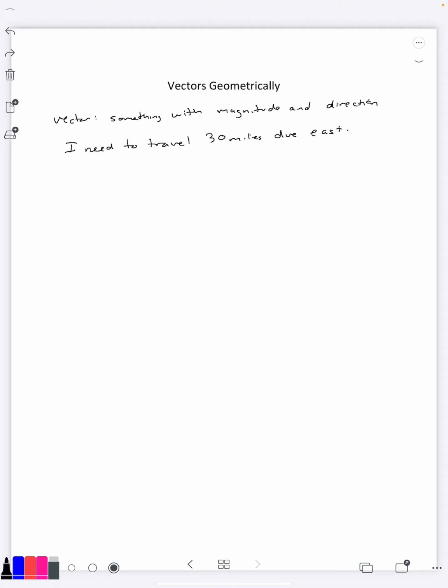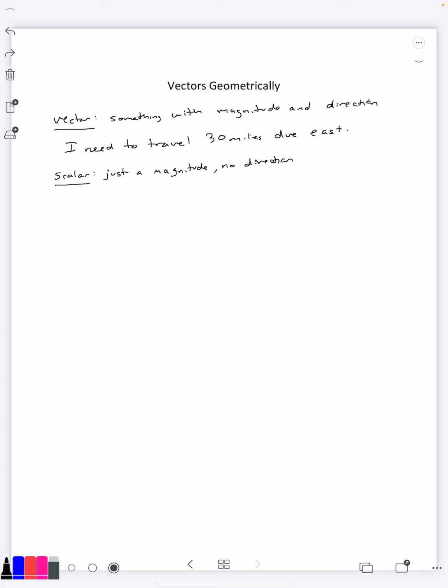If I just said I need to travel 30 miles and didn't include the direction, that is called a scalar. Just a magnitude, no direction. But as I said, we're focusing on vectors right now.